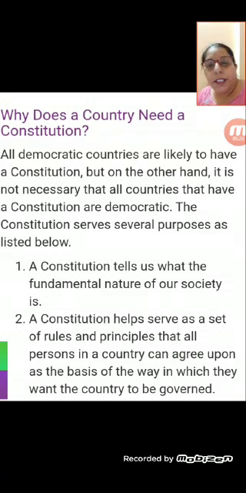For example, India. In the Indian constitution, it clearly states that the country will be governed by its people, for the people and of the people. So that says that the Indian government or Indian state would be a democratic state.